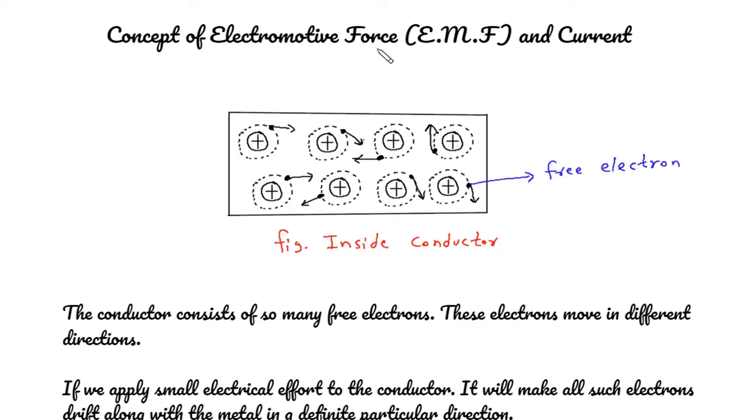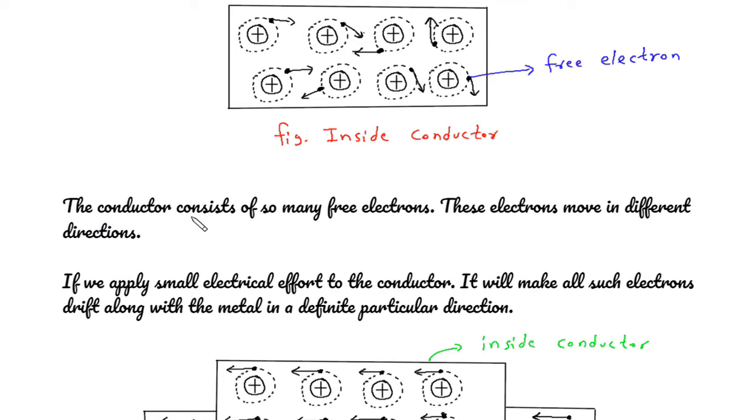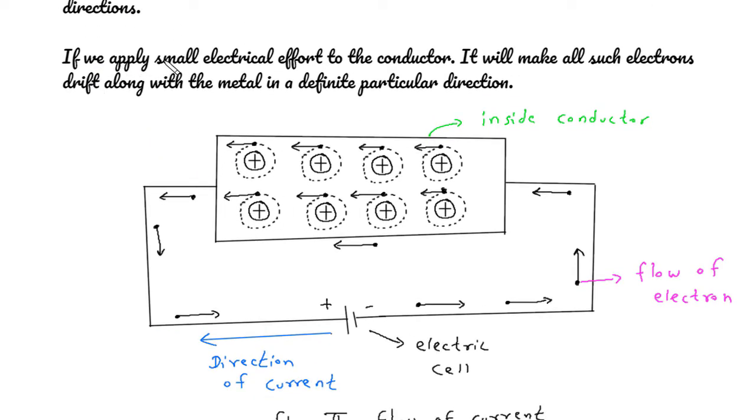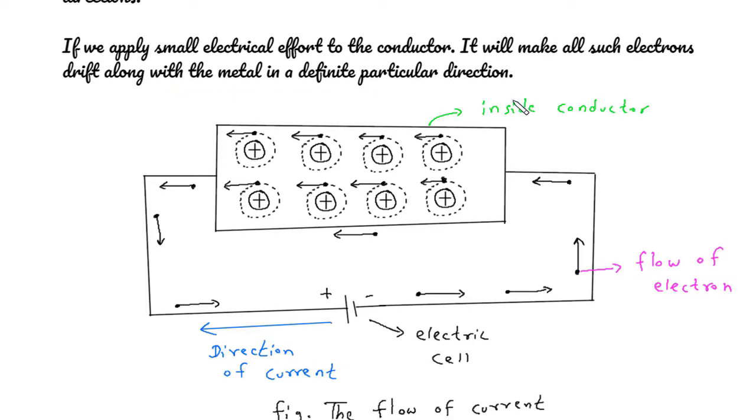Concept of electromotive force, in short EMF, and current. Here we can see an inside view of a conductor. It consists of many free electrons moving in random directions. Now, if we apply a small electrical effort to the conductor, it will make all such electrons drift along the metal in a definite, particular direction.